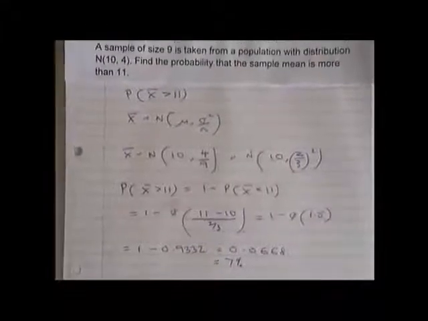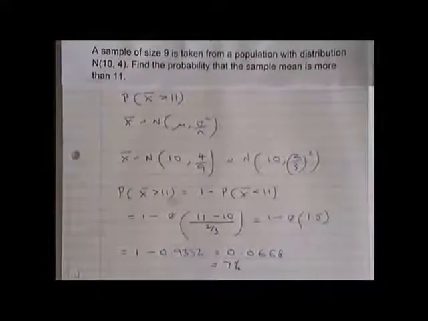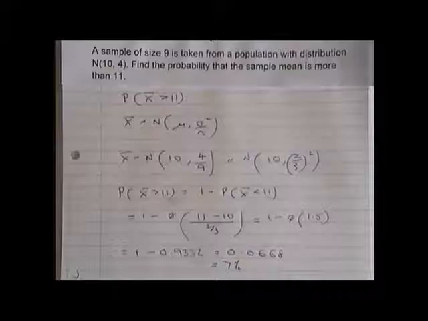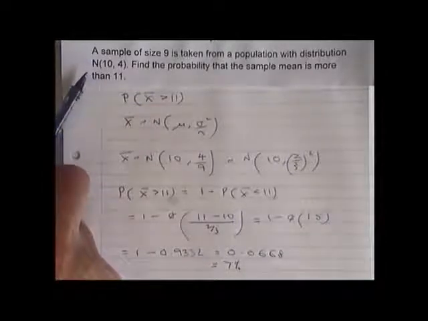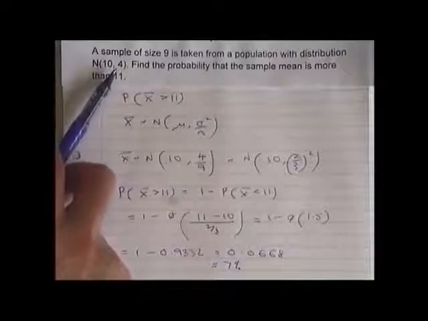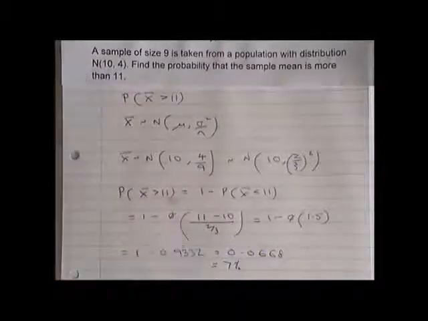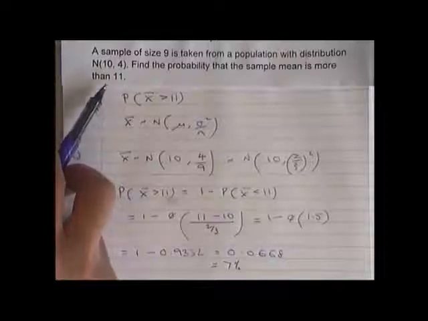Because I want to say, well, what have they actually done? What's this question actually shown us? This question has shown us that if we were sampling from a population, maybe a tree, where the average of all the leaves on the tree was 10 centimetres, and the variance of all the leaves on the tree was 4 centimetres, what's the probability if we pulled 9 leaves off at random that the average of those 9 leaves would be more than 11 centimetres?